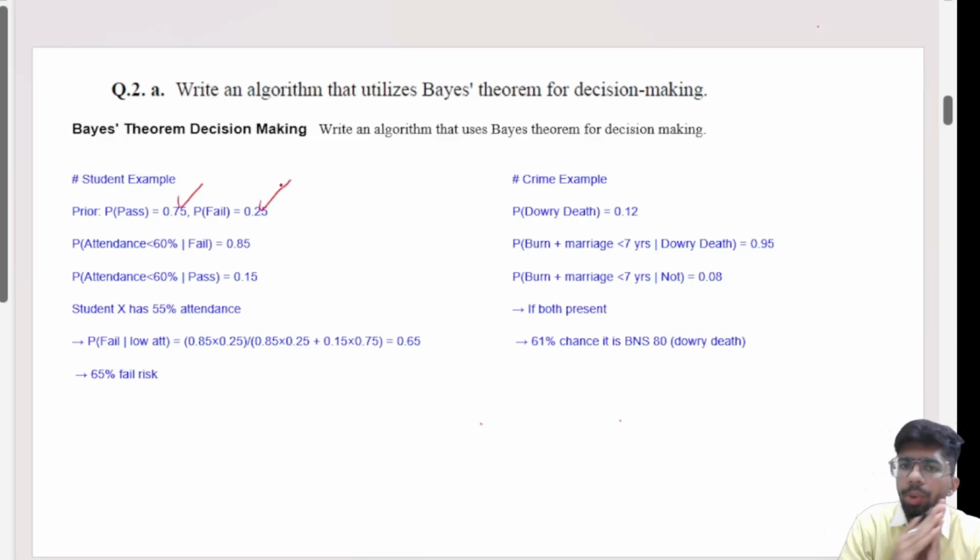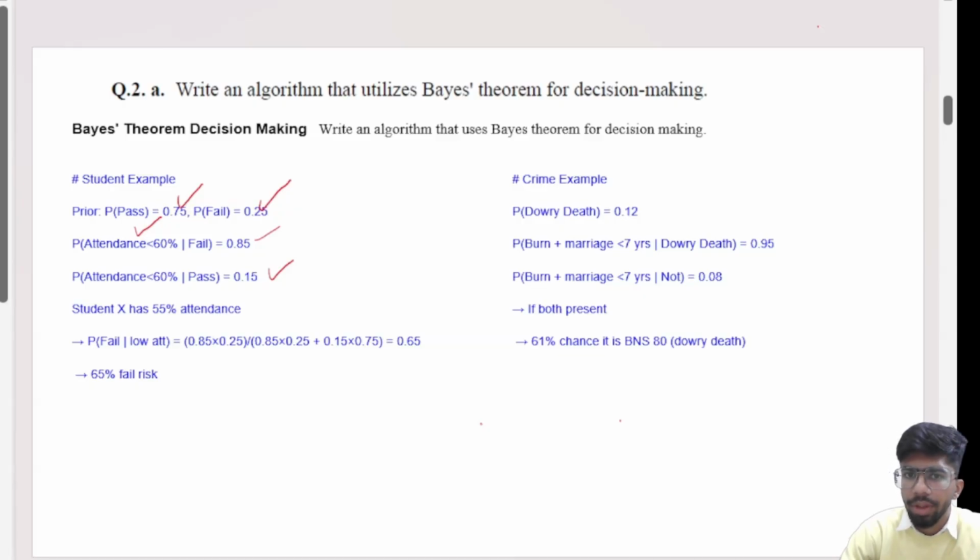Second step is to define the likelihood. This tells us how likely a particular piece of evidence is given a certain condition. For example, on my slide, the probability of attendance being lower than 60% given fail is 0.85, and the probability of attendance being less than 60% given pass is 0.15. This means the weak students usually have low attendance, whereas good students rarely do.